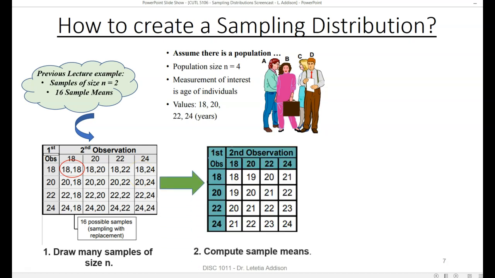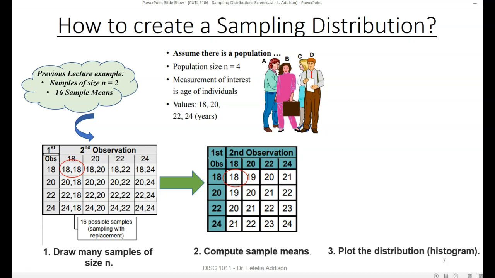Next, we can compute the sample means for each of these samples, as shown. We can see that the first sample mean of 18 corresponds to the average of the values 18 years and 18 years, and so on. The next sample mean is the average of the values 18 and 20, and so forth. Moving from our second step into our third step is a fairly straightforward process.